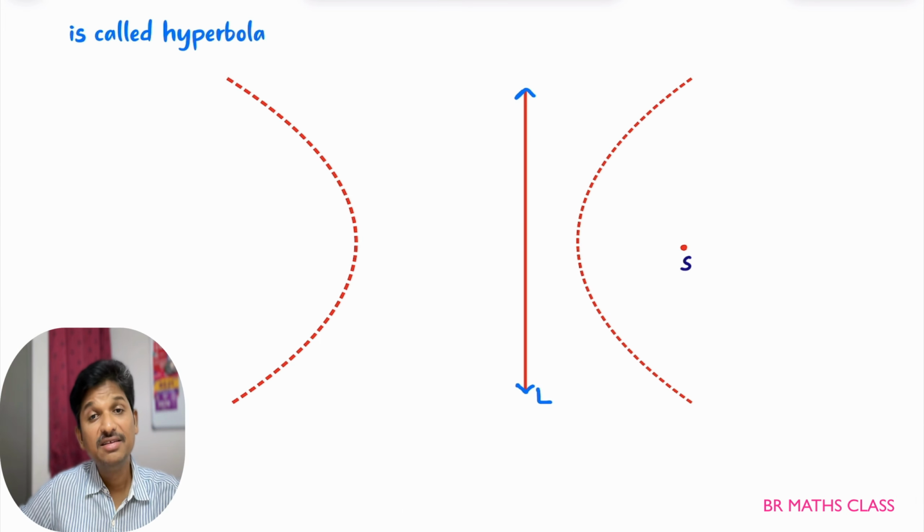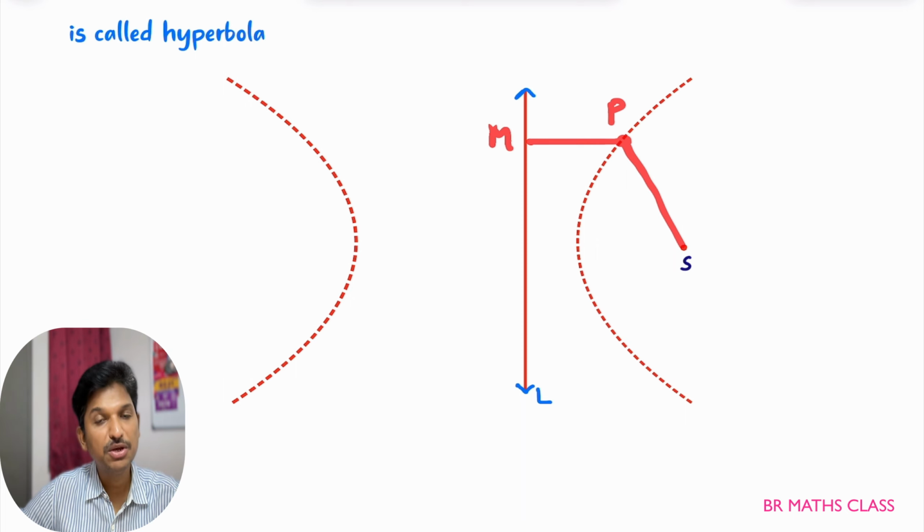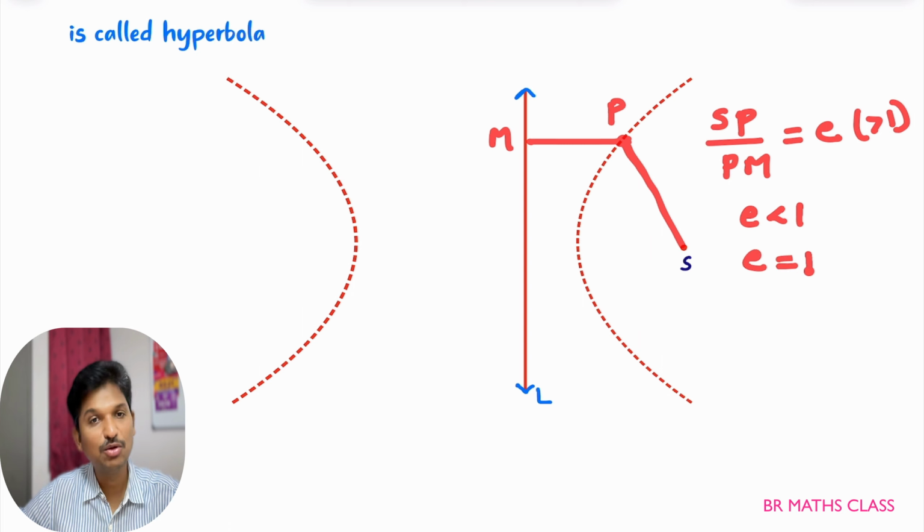Now here eccentricity, this word we used in ellipse also. What is eccentricity? If P is any point on the hyperbola, SP is the distance from point P to S, PM is the distance from point P to the directrix. The ratio of these distances, SP by PM, is called eccentricity, which is denoted by E. In hyperbola, this E value is greater than 1. Okay. In ellipse, this E value is less than 1. In parabola, E value is equal to 1.